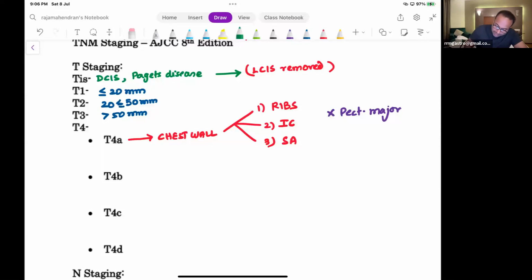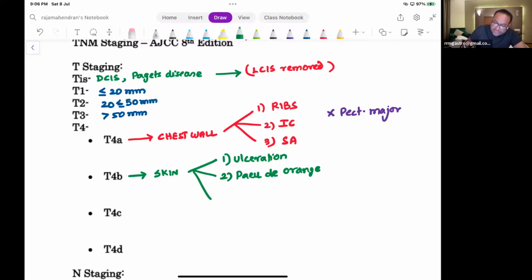And coming to T4B, which is skin involvement. Skin involvement is the following 3. What is it? Ulceration, peau d'orange, ulceration. Number 3, satellite nodules. I always request you, if you're attending the class, to have Bailey on your side. It will be very helpful to see the important points and mark in Bailey itself which is not included. Fixity is not included.